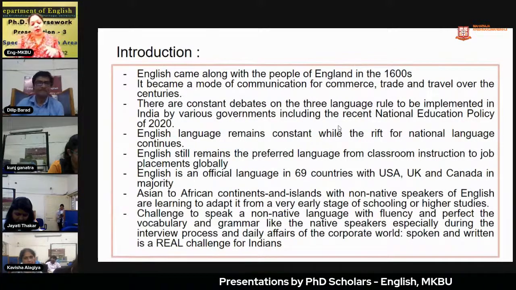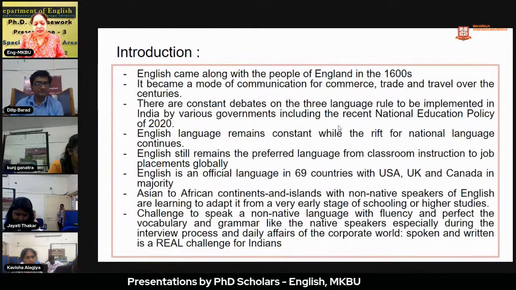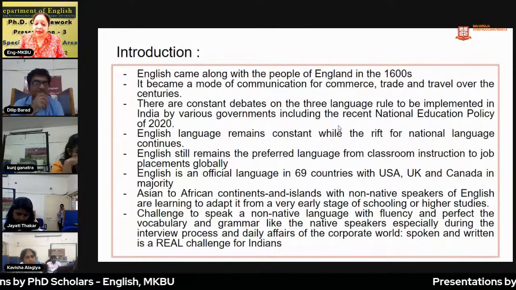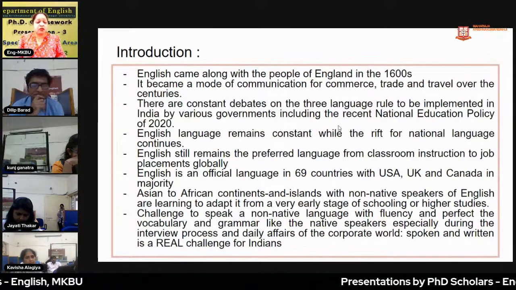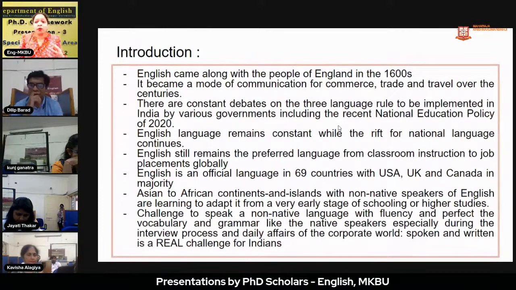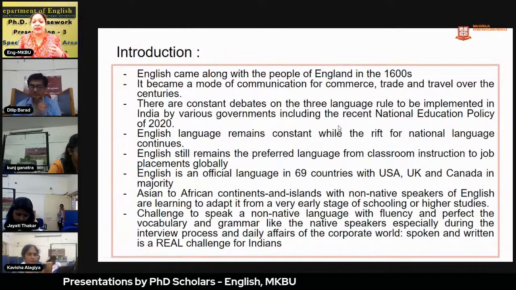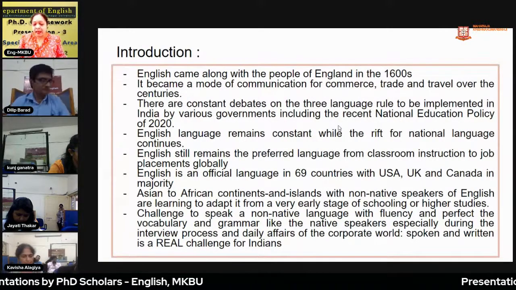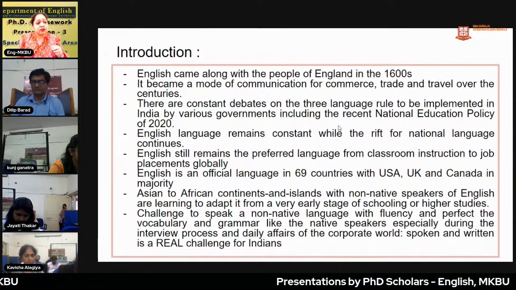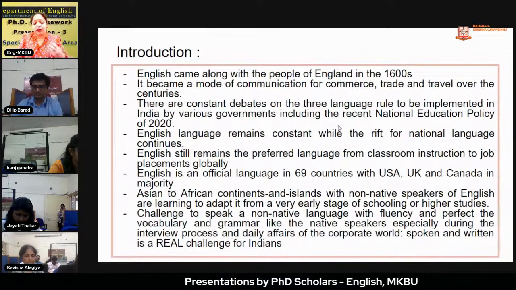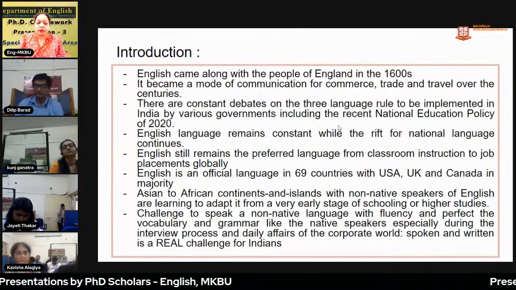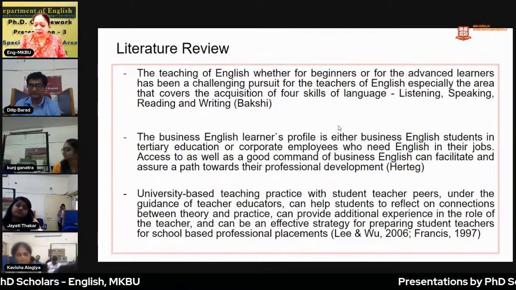Coming to the main core topic of my research, that in the corporate world as well, there are many companies who expect the students of B schools to be fluent with communication and to be fluent with English as a language, whether it is in the spoken or the written form. And it becomes a real challenge for Indians, specifically students who are studying in B schools, to be well versed with the lexicon and the pronunciations and, you know, English at large.